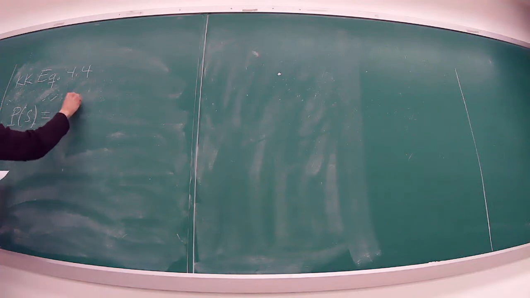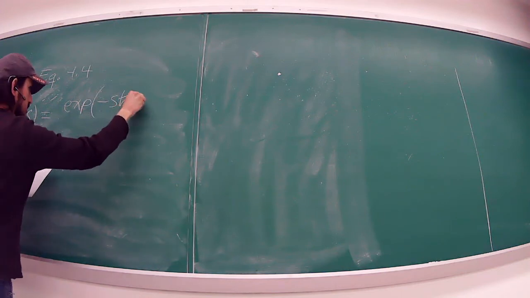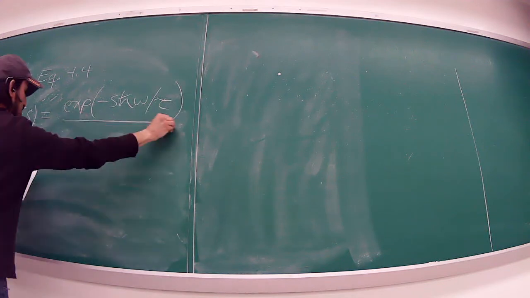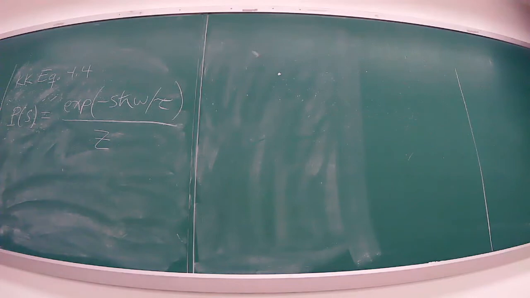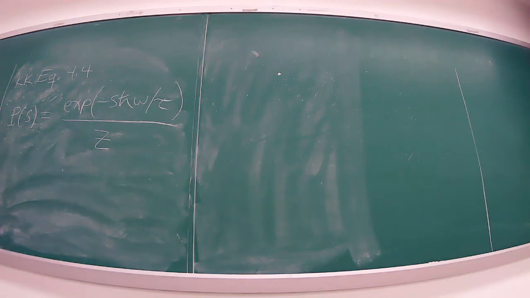Equation 4.4. So this is the probability of having a state S with this energy, h bar omega divided by tau. And this is the total, right? So it's the partition function. We calculated the partition function.